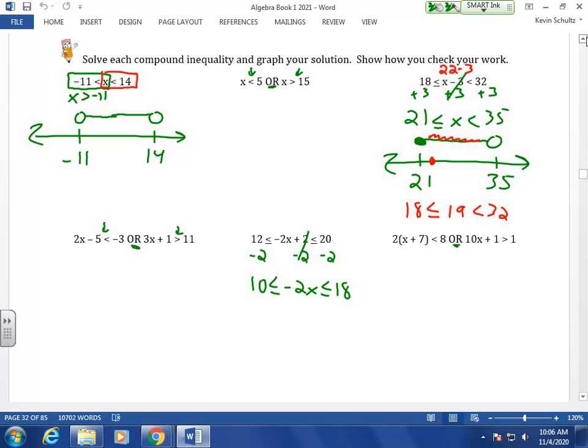Now what? Yeah, Adam. Divide by negative 2, which means the inequality symbols, both of them, get flipped. The same rule of dividing by that negative number that we learned about in CO16 applies here. Divide by negative 2, we get negative 5 is greater than or equal to x, which is greater than or equal to negative 9.